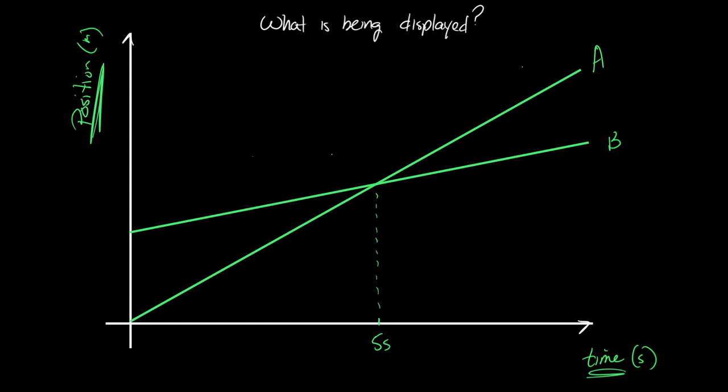Let me make sure. There, object C. Does object C change its position ever? No, but this is still a graph that tells me where object C is for every moment in time. It also tells me where object A is and where object B is. It's a position versus time graph. It shows you where something is.